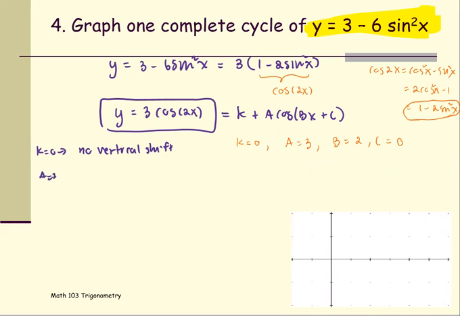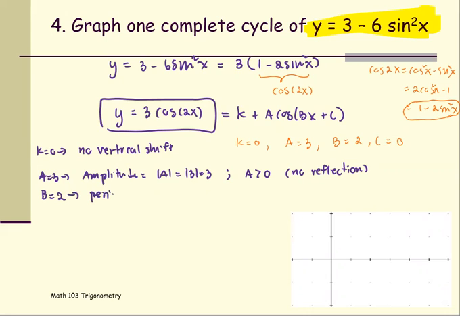For a equals 3, we use the value a to determine the amplitude of the graph, which is the absolute value of a, or the absolute value of 3, which is 3. In this case, a is greater than 0, therefore no reflection about the x-axis. For b equals 2, we use b to compute the period of one cycle. The period is 2 pi divided by b, or 2 pi divided by 2. That turns out to be pi. That means one complete cycle has length pi.